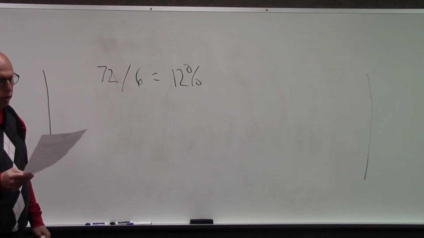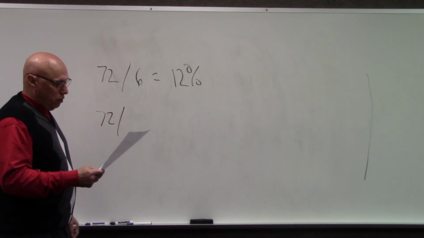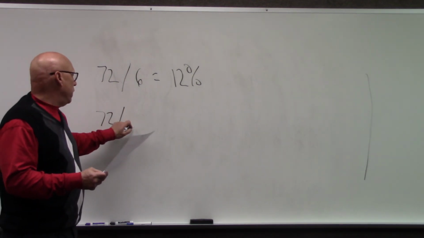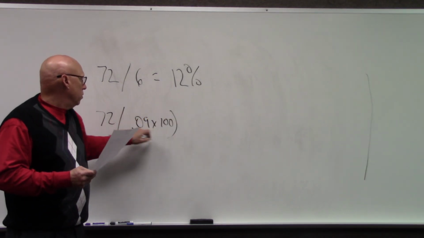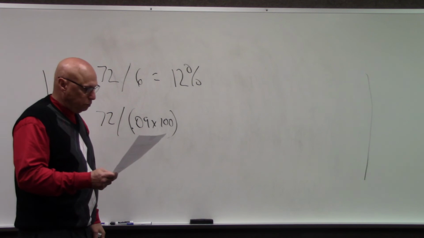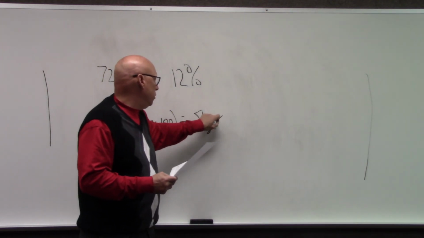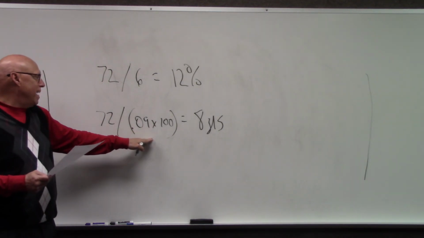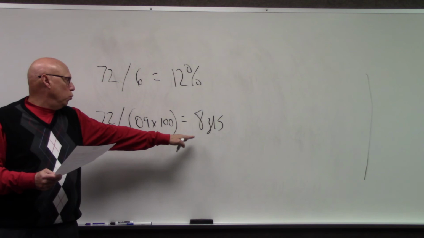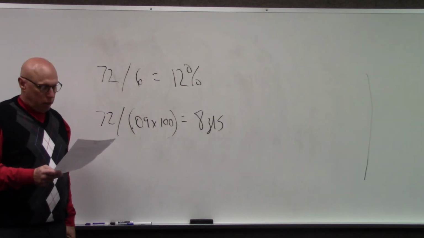An investment pays a rate of return of 9% annually. Using the rule of 72, how long will it take to double? Once again, 72 in the numerator. Divide that by 0.09 times 100, and you get 8 years. So take 72 divided by 9, and you will get the length of time that it takes to double your investment.